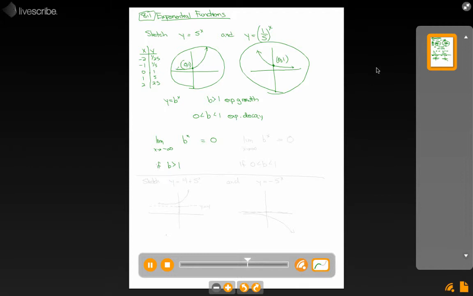The same thing would be true if I had said the limit as x approaches infinity of b to the x, if we're talking about decay, if we're talking about a base between 0 and 1, then the answer to this limit is 0, because as you can see from the graph above, as you put in higher and higher numbers for x, you're going to get smaller and smaller numbers for that answer.